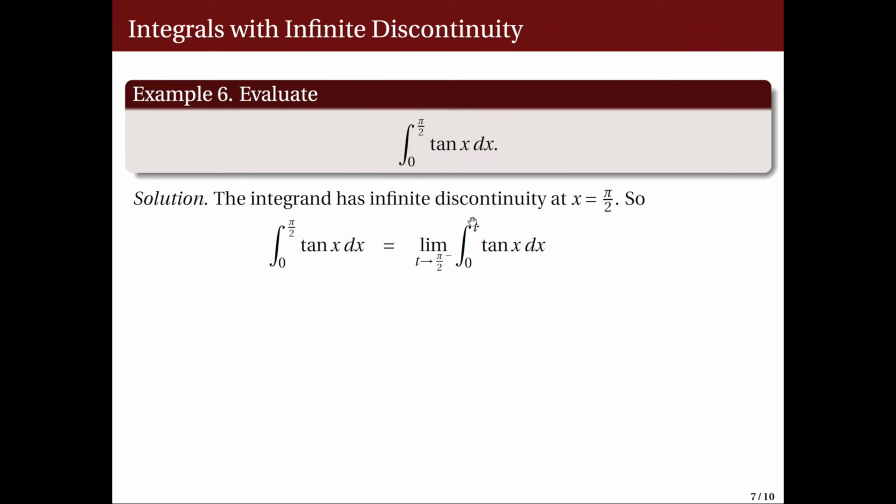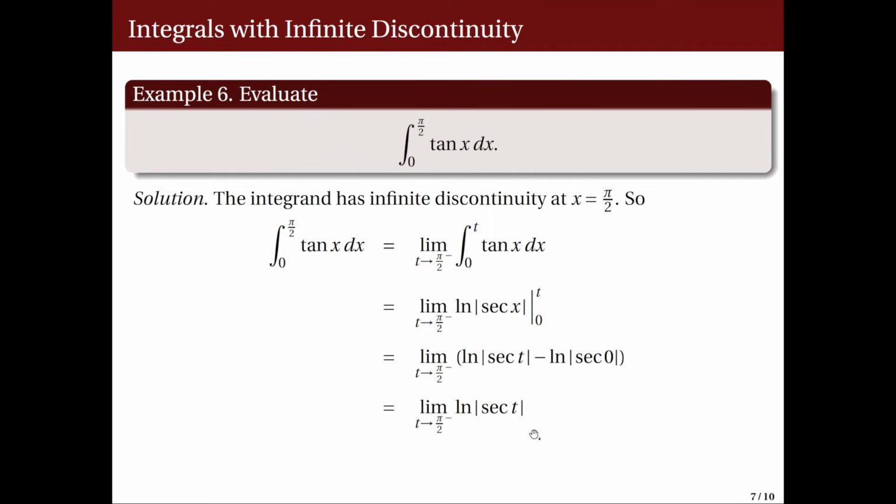Replace pi over 2 by some variable t, and we get the limit as t goes to pi over 2 from the left. Again, this integral can be evaluated using the fundamental theorem of calculus. An antiderivative for tangent of x is ln of the absolute value of secant of x. We evaluate this from 0 to t. We get the following expression. Note that ln secant 0 is equal to 0 because secant 0 is 1 and ln 1 is 0.